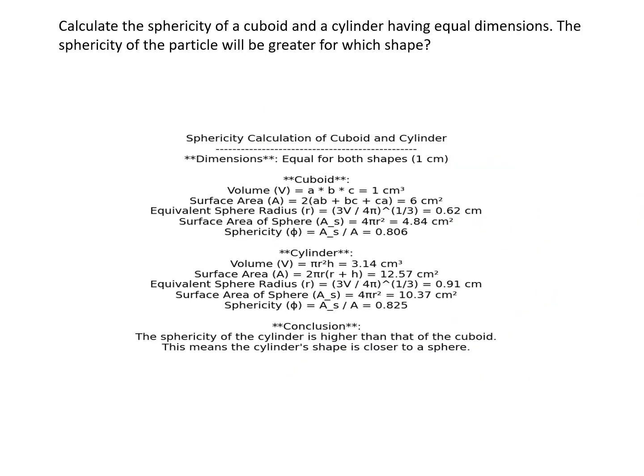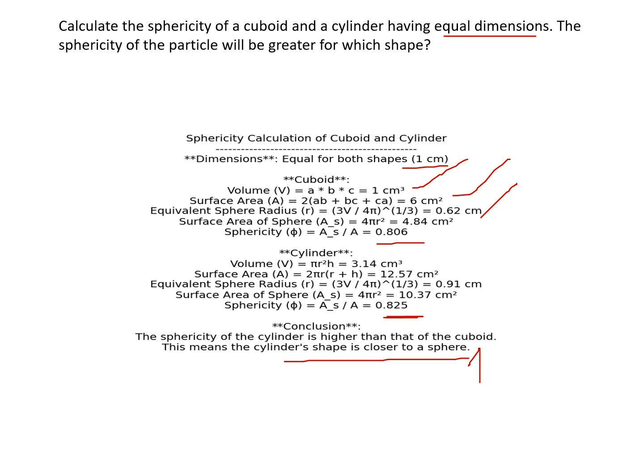Since they have equal dimensions, as mentioned in the question, let's for example take 1 centimeter. We first calculate the volume of this one, then the equivalent diameter. We can keep putting the volume value with 1 centimeter height, and then calculate the surface area using the formula, and then the sphericity. Similarly for the cylinder. Here we can see that the sphericity of the cylinder is more because it is closer to 1, and we know the sphericity of a sphere is 1. Therefore we can say that the cylinder shape is closer to a sphere.